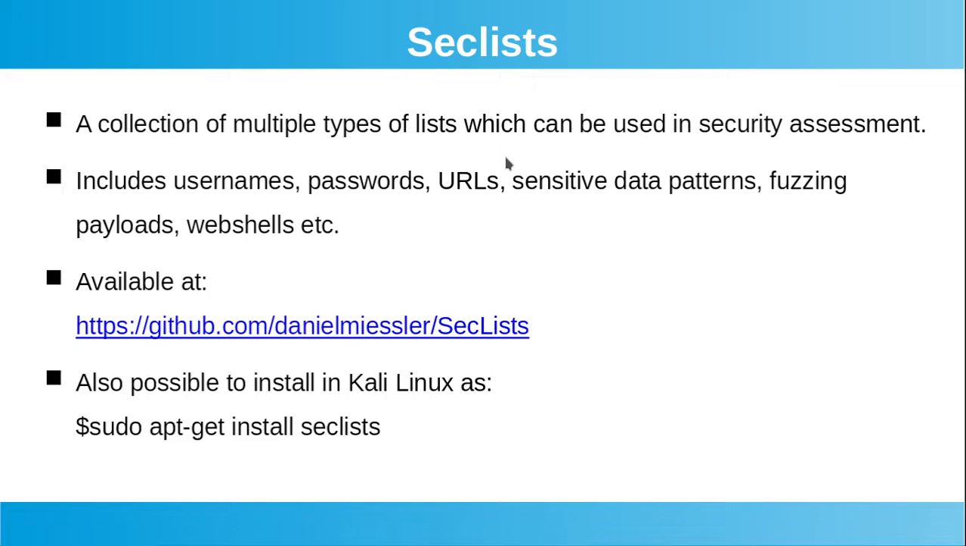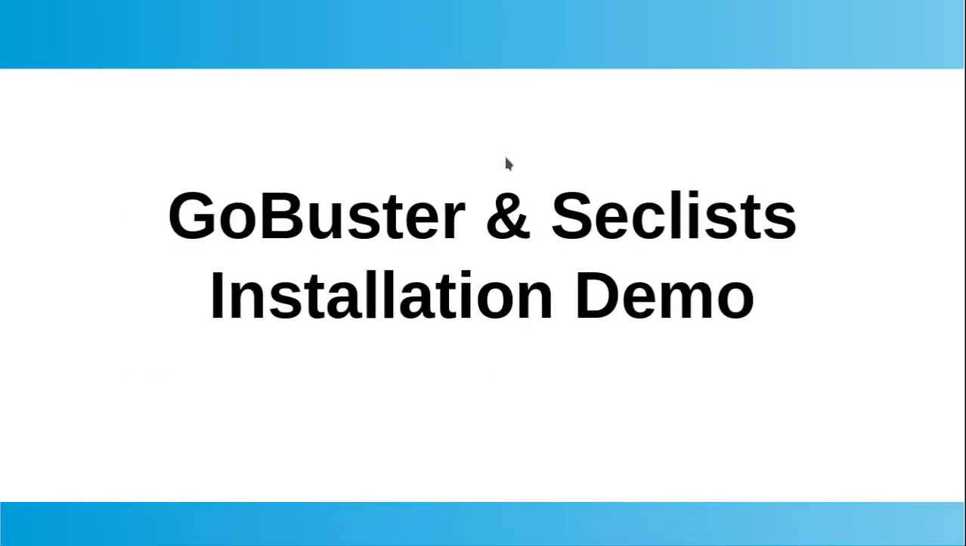It includes leaked or common usernames, password, URL, sensitive data patterns, various kind of payloads and web shells, all perfectly categorized and sorted. It can be obtained from GitHub at this link github.com Daniel Miessler slash SecLists. And we can also install it in Kali Linux very easily using command sudo apt-get install seclists. Now let's move to our Kali Linux virtual machine and see some example use cases of GoBuster.